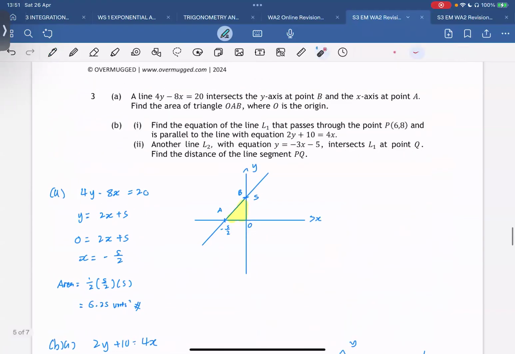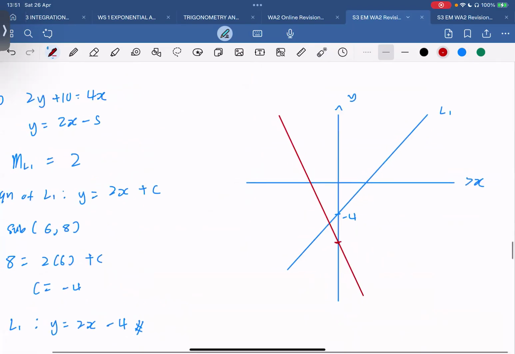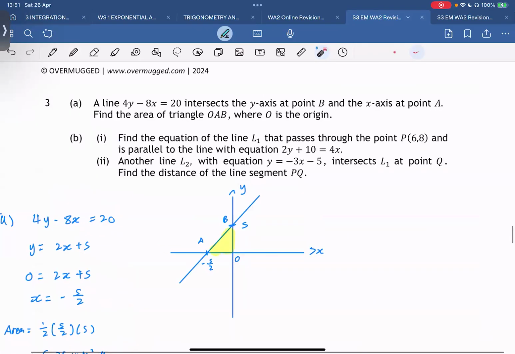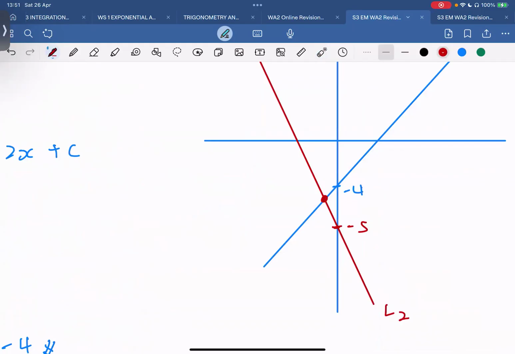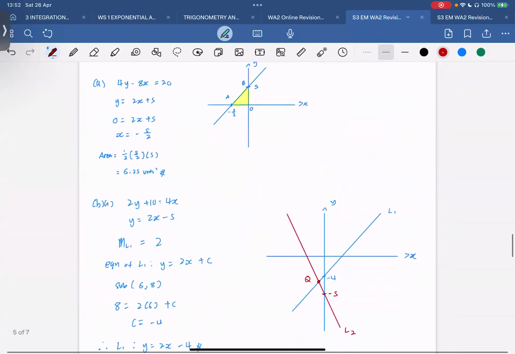Then next we have line L2, right? With this equation, gradient negative 3. So the line must be downward sloping. And it cuts the y-axis at negative 5. So it should look something like this. Okay, negative 5. This is line L2. Now they tell us that L2 intersects line L1 at point Q. So this point will be point Q. Find the distance of line segment PQ.